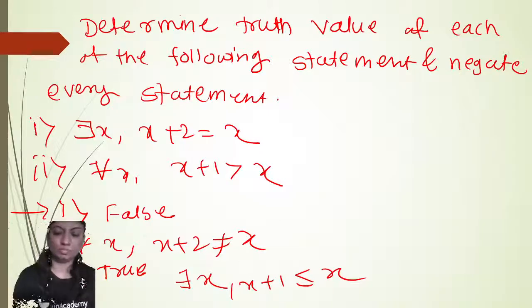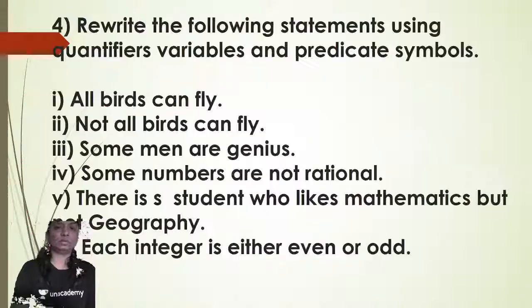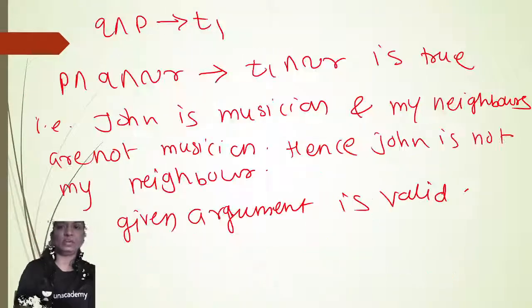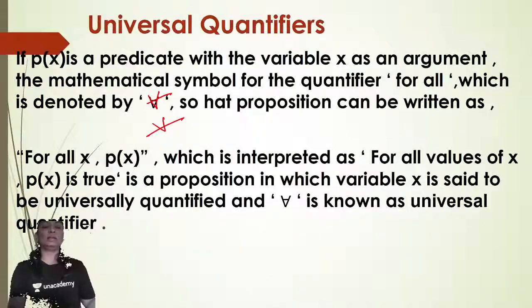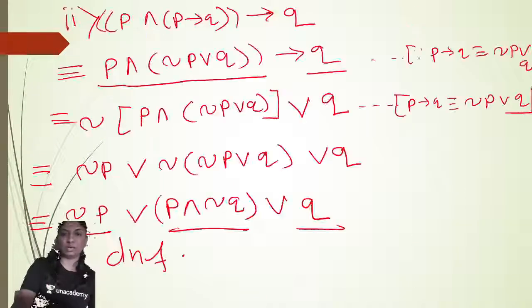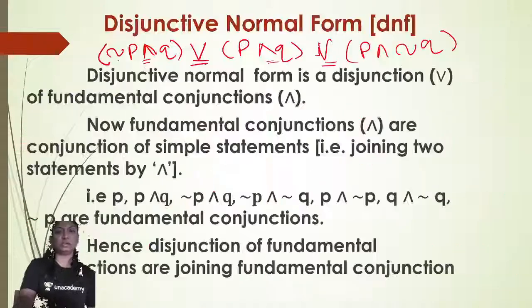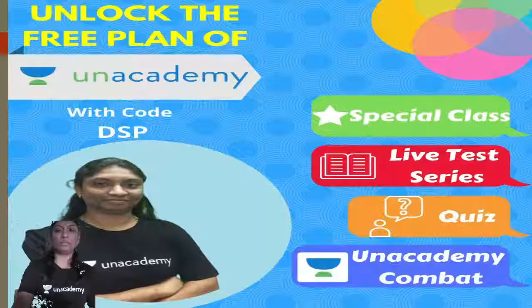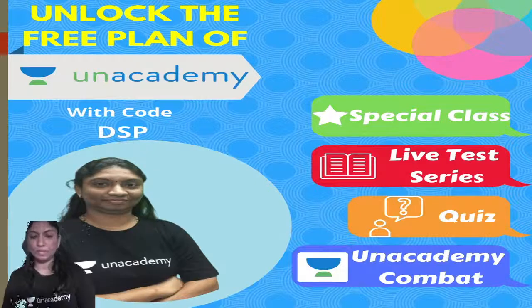Okay, so this completes your existential quantifier, logical quantifiers, and validity of the argument, and then universal quantifier, normal forms using truth table and without using truth table. Everything we covered here, the conjunctive normal form and disjunctive normal form, every part is covered.